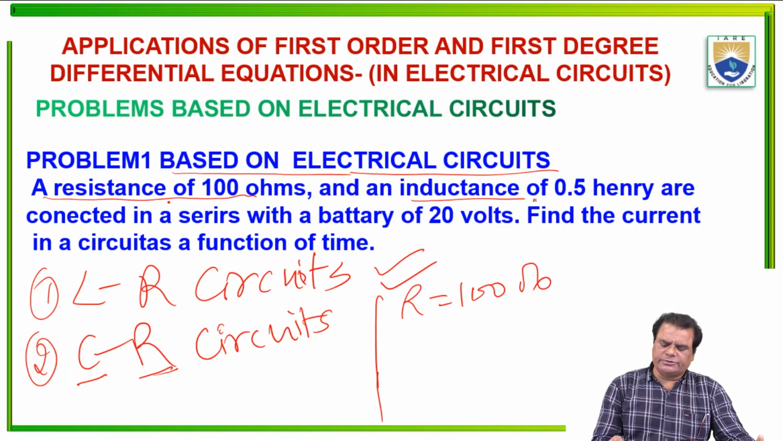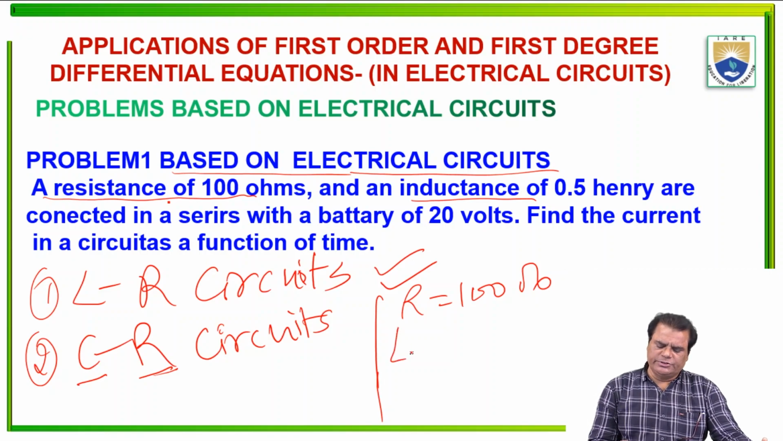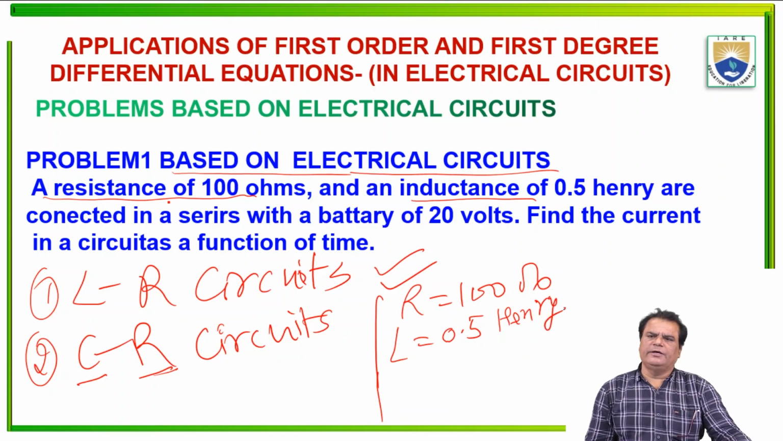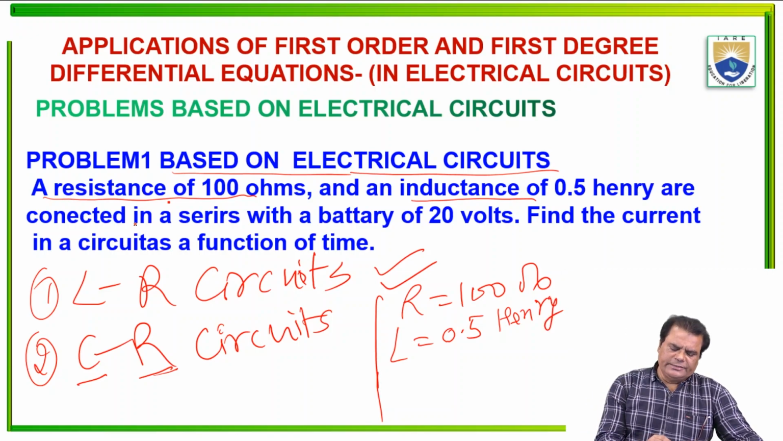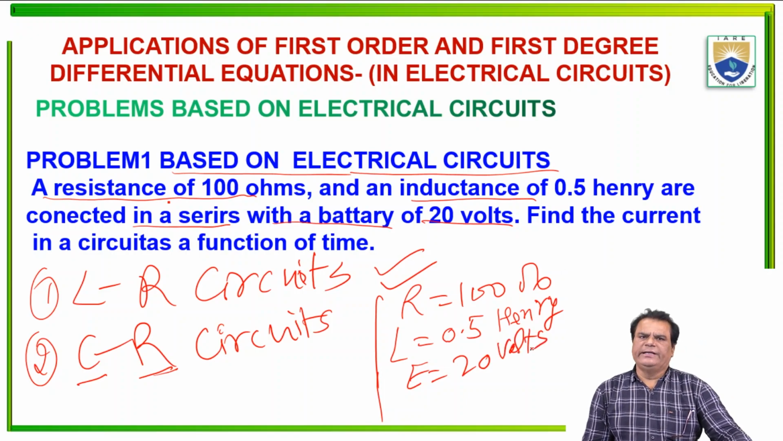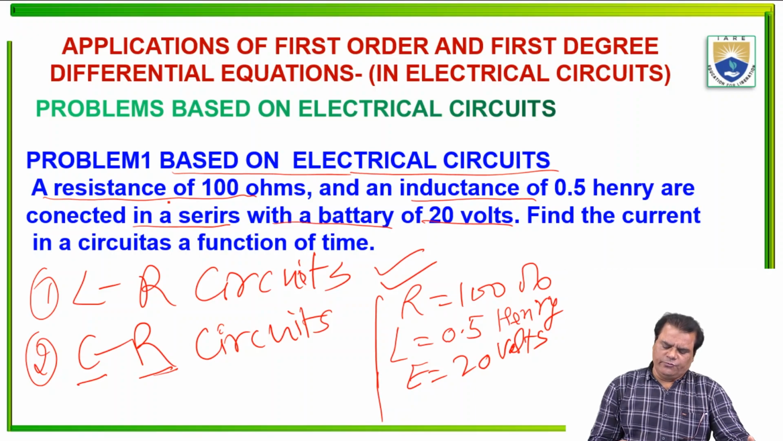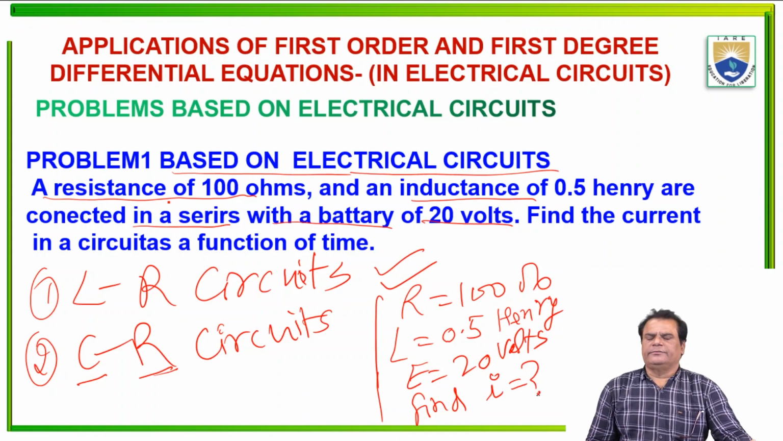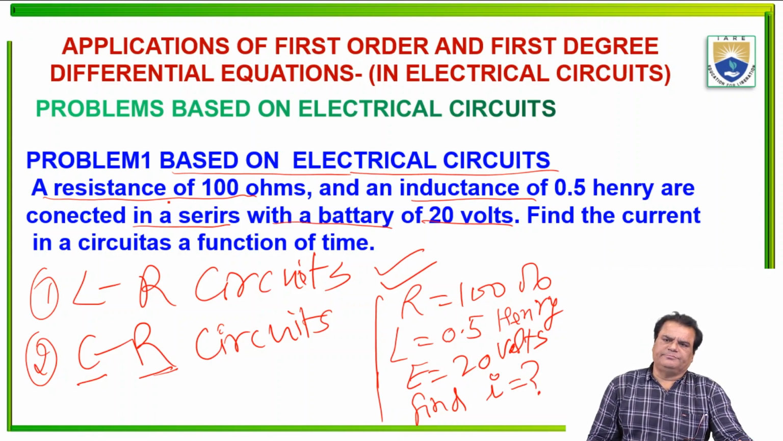And inductance 0.5 Henry. This is L, 0.5 Henry, connected in series with a battery of 20 volt. E equal to 20 volt. Find the current I in a circuit, as a function of time.